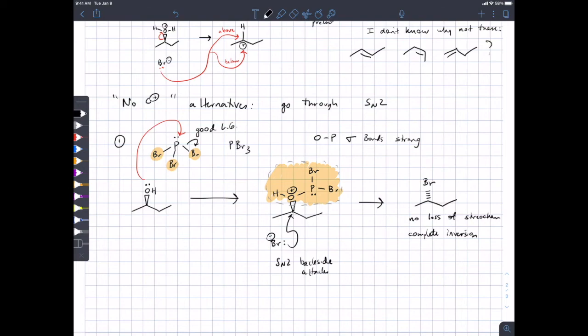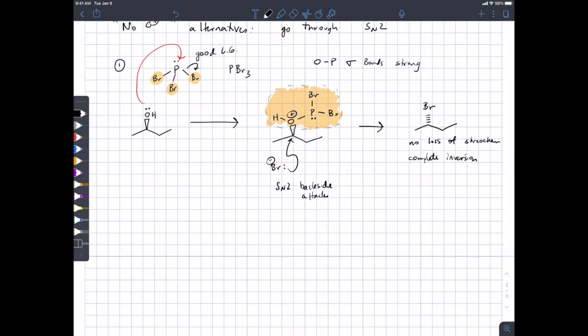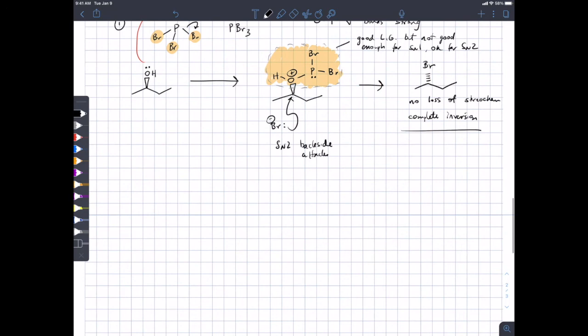Now, I don't know whether you from first principles could have looked at that leaving group and said, hey, this is a good leaving group, but not good enough for SN1, not good enough to leave on its own, but is okay for SN2. But after the fact, having seen the result, we can rationalize that that must be what happened.